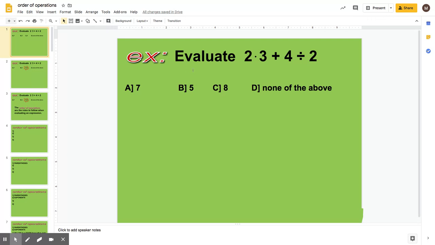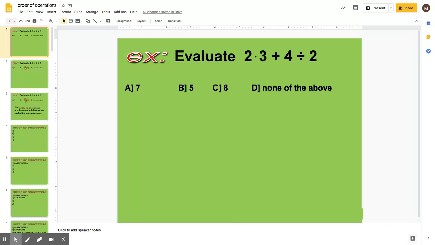Today we're going to evaluate expressions, and we're going to talk about the order of operations. Evaluate 2 times 3 plus 4 divided by 2. Okay? We can pause the video and then let me know what you got.